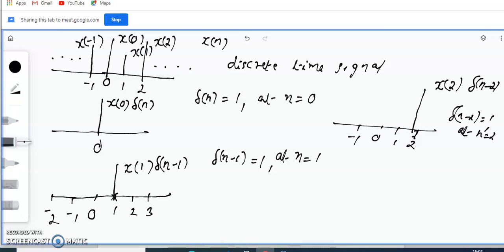Similarly, it is having a value at minus 1 also, isn't it? At minus 1 also it is having some value, so at minus 1 this is x of minus 1. I am multiplying this signal with delta n plus 1 and hence there is no difference in the value of x of minus 1. So what I have done here is, I have split a general signal x of n into many signals. I have separated out the value at each point.